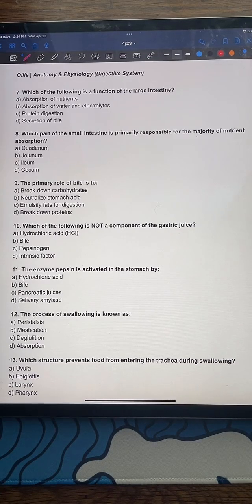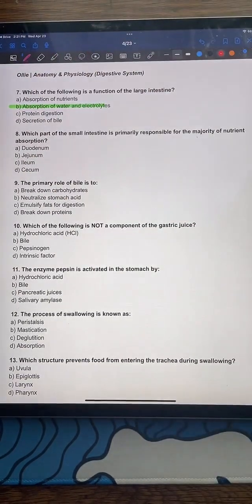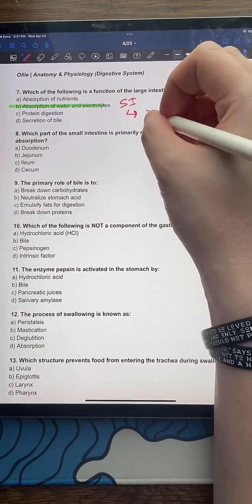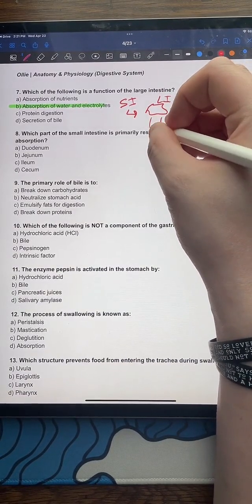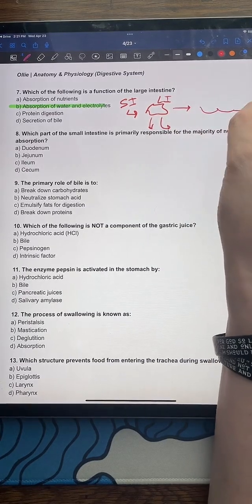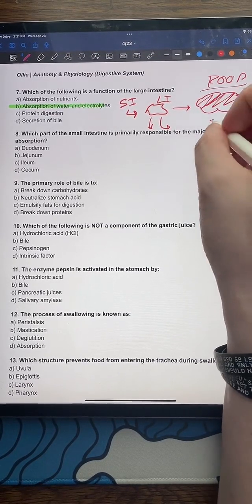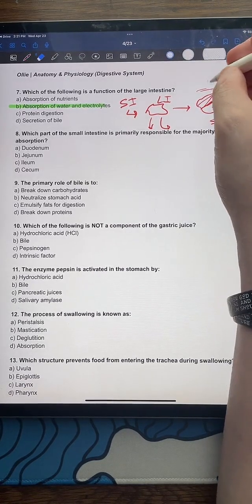Number 7. Which of the following is a function of the large intestine? The answer is B, the absorption of water and electrolytes. So the large intestine primarily functions in absorbing water, electrolytes, and vitamins. This is what's going to take the indigestible matter and turn it into stool. Whatever is left from the small intestine in the large intestine, we are going to reabsorb the water and electrolytes, and this is essentially what is going to form our poop or stool, if you want to be professional. But the word poop, I like the word poop.